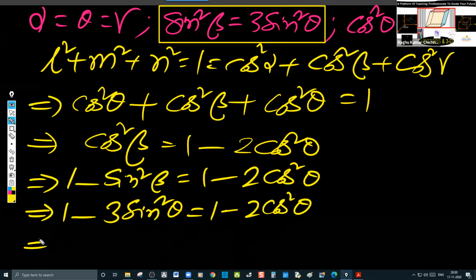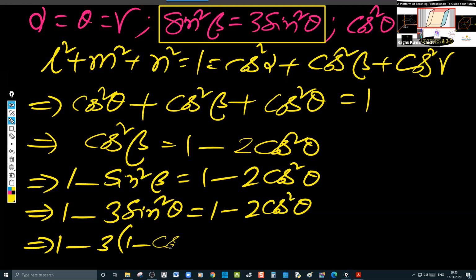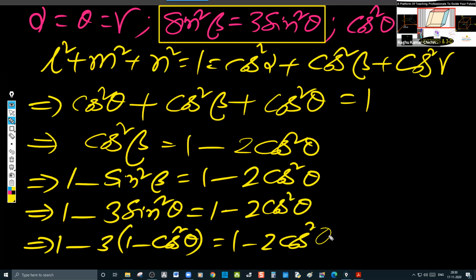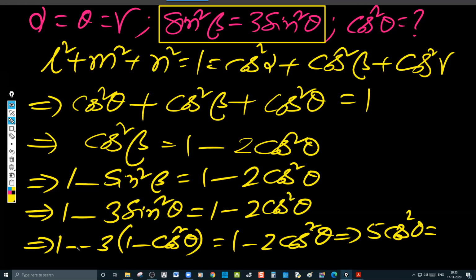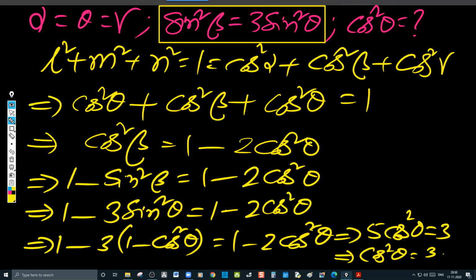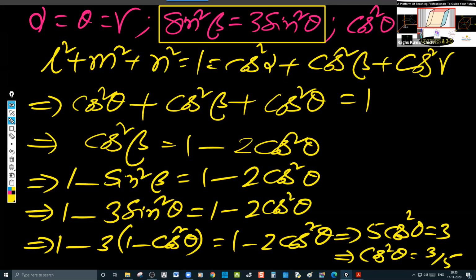Now convert this sine square theta, please. Sine square theta can be written as 1 minus cos square theta. So 1 minus 2 cos square theta equals 1 minus 3 into 1 minus cos square theta. What should it be now? 3 cos square theta plus 2 cos square theta, 5 cos square theta, is equal to minus 2 plus 3, that is 1 plus... So cos square theta value is how much, please? 3/5. That's it. This is the way you have to solve it according to the given data.